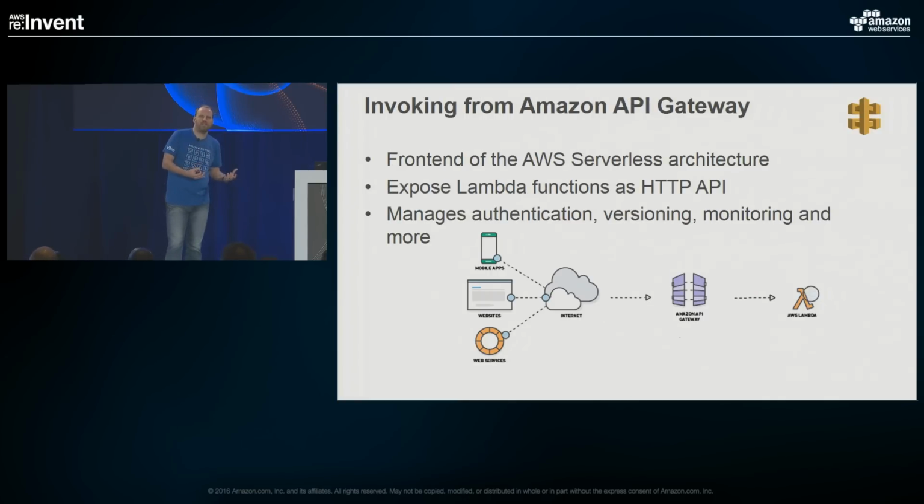And the third way you can have your functions be invoked is with Amazon API Gateway. An API Gateway is considered the front end of the serverless architecture. This is going to allow you to expose your Lambda functions as an HTTP API. And API Gateway has a lot of great features built on top of that. So it can manage your authentication, your versioning, monitoring, and more. I highly recommend checking out the API Gateway Developer Guide on all those features.